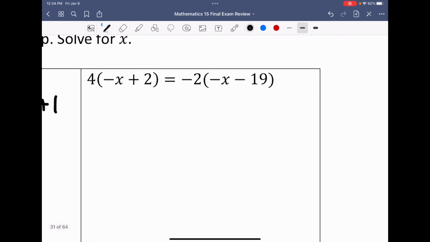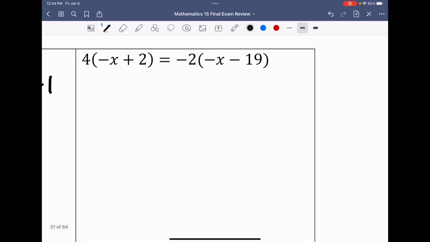Okay, now we go over to this one here. Now, instead of just having one distribution, we have 2. We have to distribute this number and then distribute this number on the right-hand side of the equal sign. Okay, so starting with the left-hand side, 4 times negative x, a positive times a negative gives us negative 4x. Then we go 4 times 2, which is plus 8.